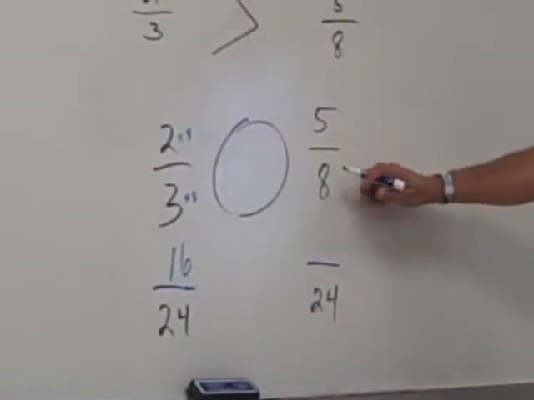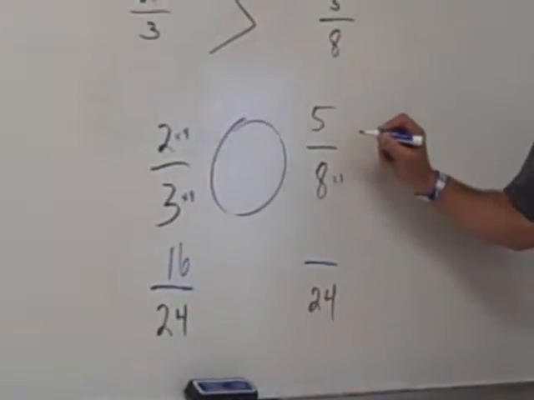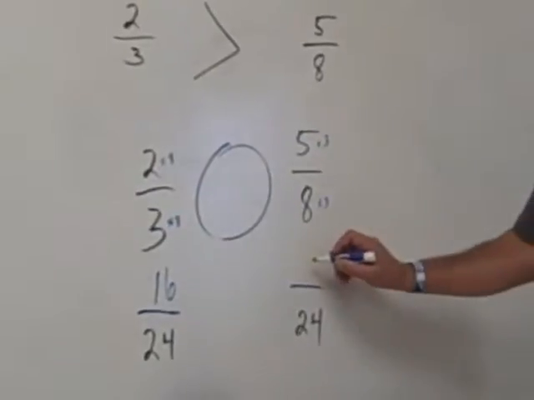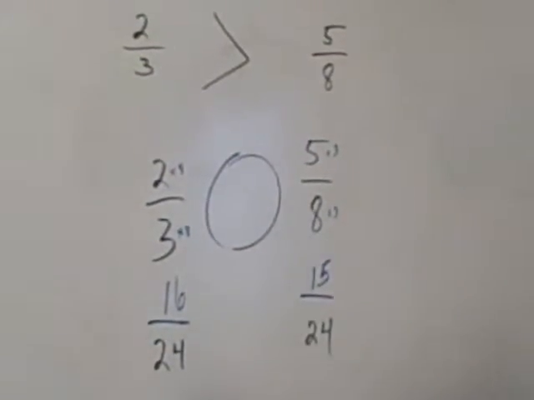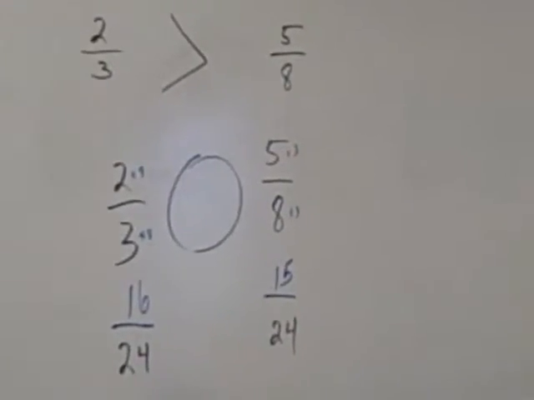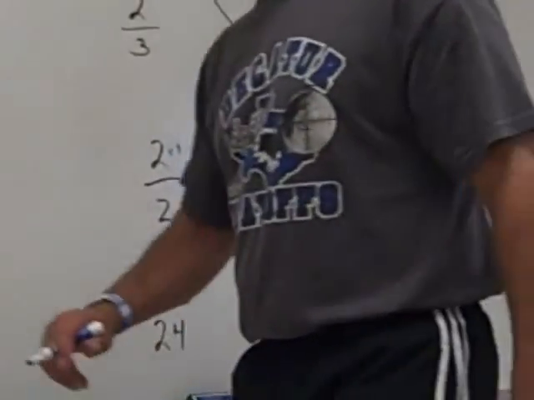Okay. How does 8 turn into 24? Times 3. What do we do now? Times 3 on top. 5 times 3. 15. Hope you are doing this example. Well, now I got new fractions.